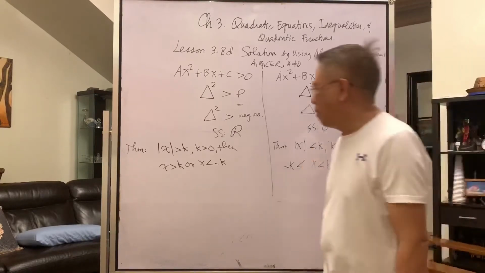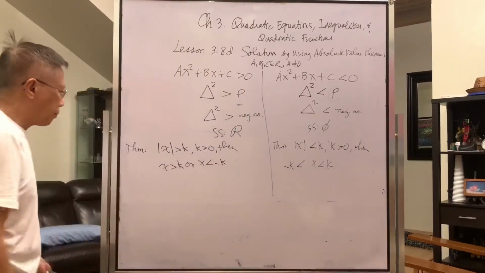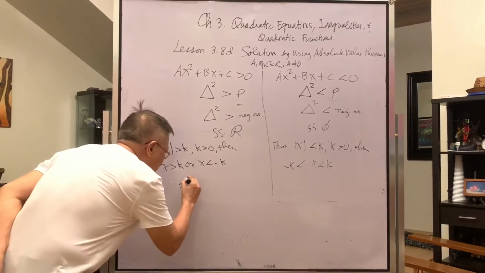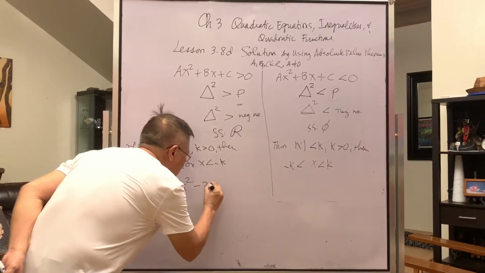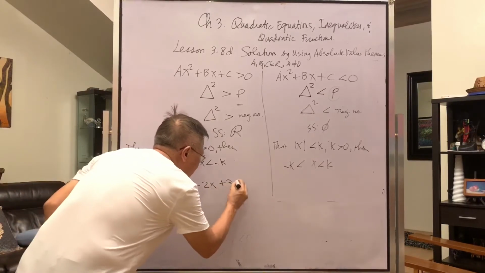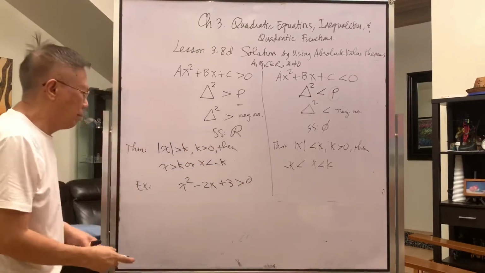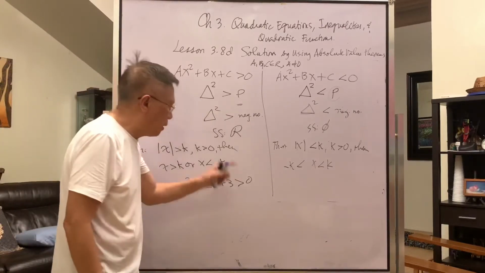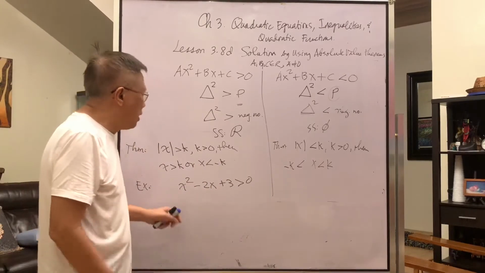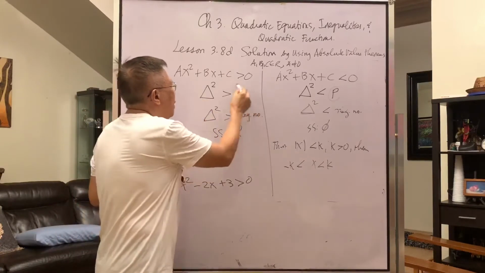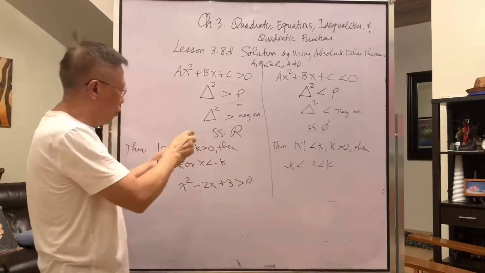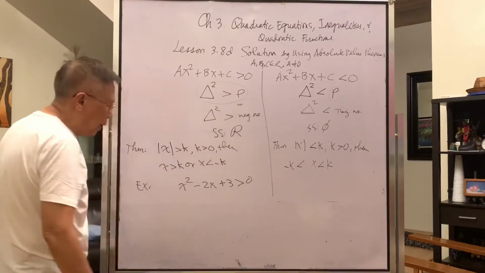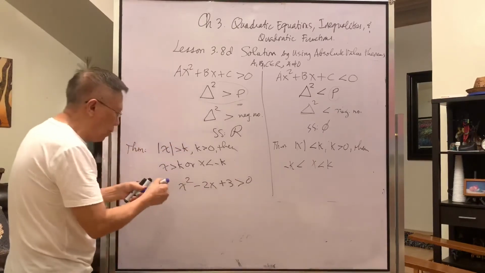Let's illustrate what I'm trying to say. Example here. Suppose I have x squared minus 2x plus 3 greater than 0. Our aim is to arrive at this form: triangle squared greater than a certain number. So how do we do that? Let's do completing the square here.